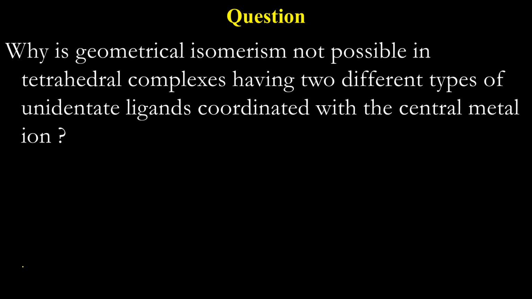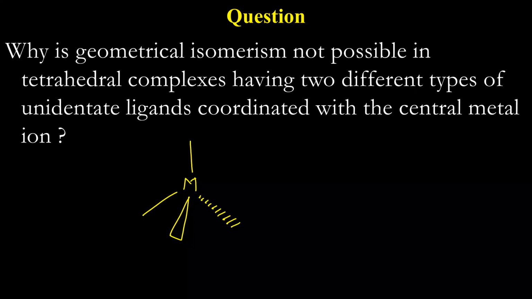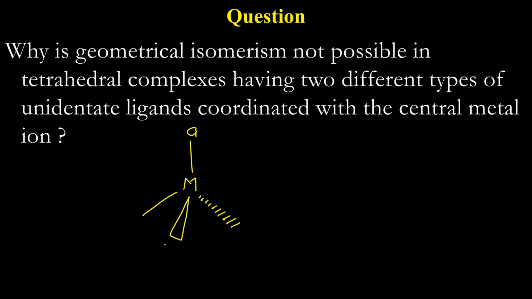So in tetrahedral, if you write the central metal here, and you say these are in the plane, this is towards you and this is away from you. Say this is A, this is A, this is B, this is B. If you consider this A, all these B, A and B remaining are adjacent. None is opposite. All are at 109.5 degrees.